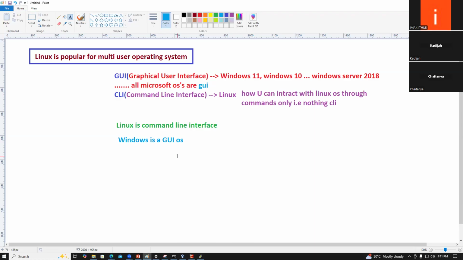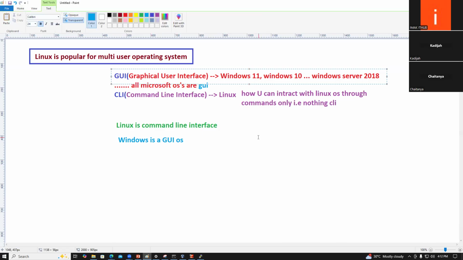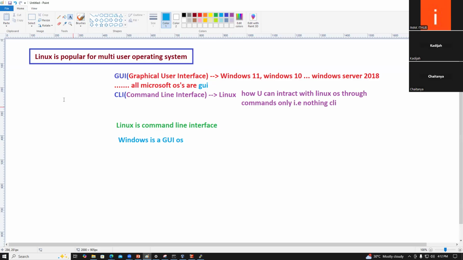So how can you interact with a command line operating system? Through commands only. How can you interact with the Linux OS? Through command line. How can you interact with the Windows operating system? Graphical user interface.